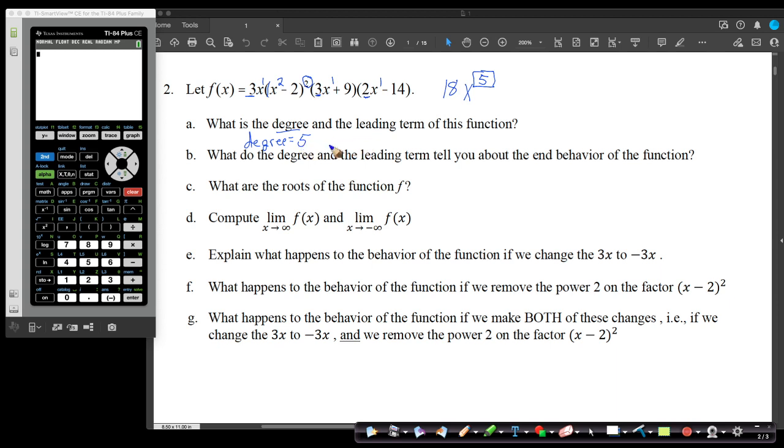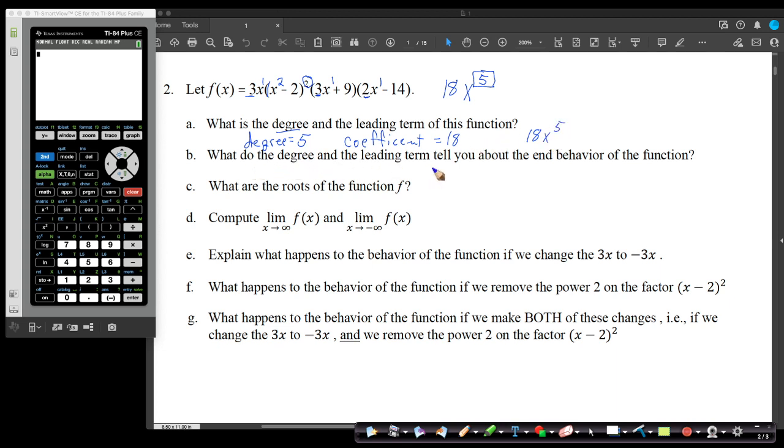So a degree of 5 and a coefficient of 18, and it's positive 18, right? Let me just make sure there's no negatives in there. Yeah. So we could just write it as 18x to the 5th.